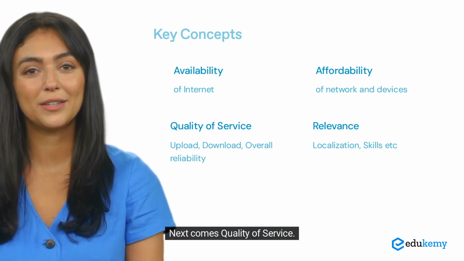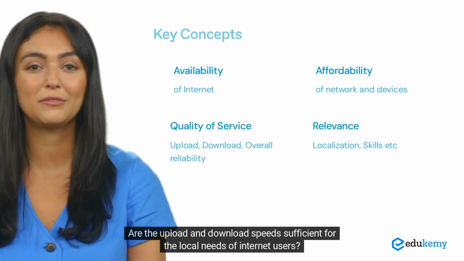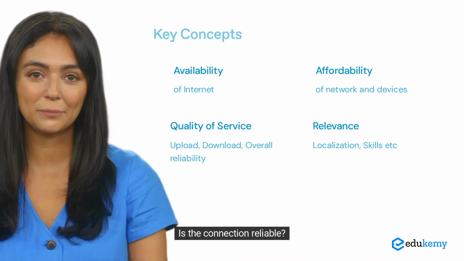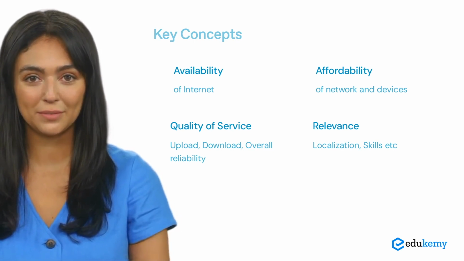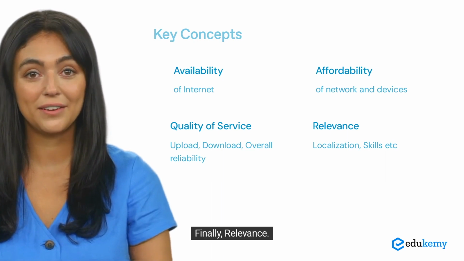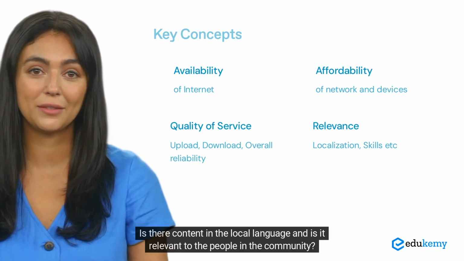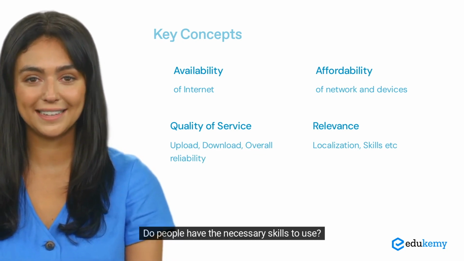Next comes quality of service. Are the upload and download speeds sufficient for the local needs of internet users? Is the connection reliable? This is where electricity plays a huge role. Finally, relevance. Is there content in the local language and is it relevant to the people in the community? Do people have the necessary skills to use?